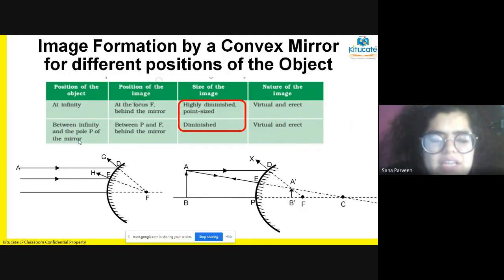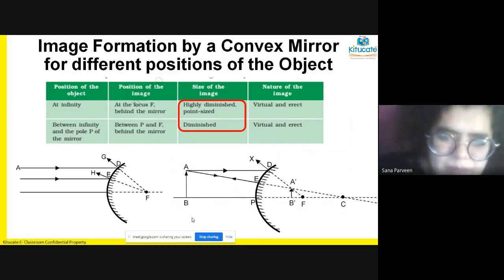And between infinity and pole, again, it is not going to be very diminished, but still diminished. Now see here, this is the actual size of the object. It is again diminished because the size has been reduced here. And it is virtual. Virtual means not real, behind the mirror. And it is erect. Okay, standing straight like the object.